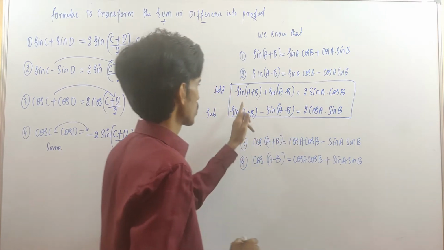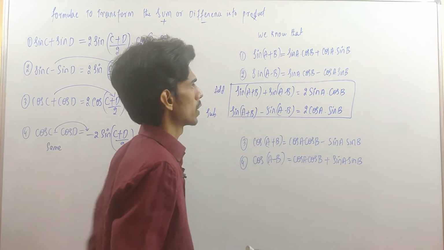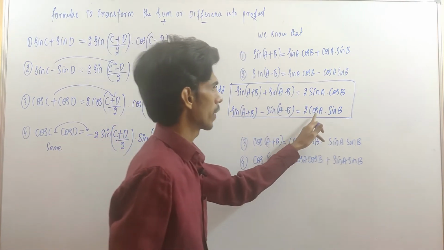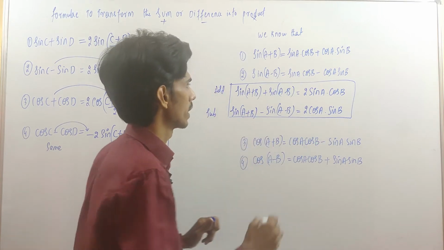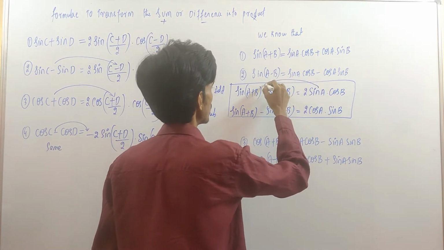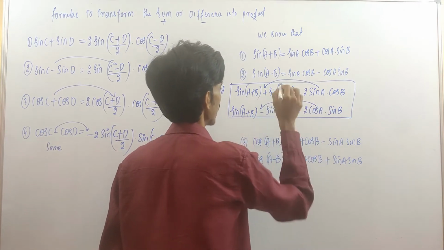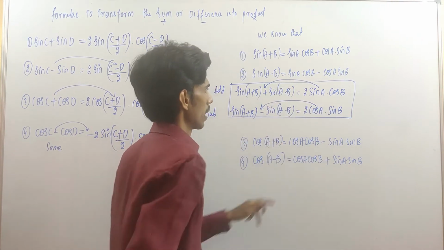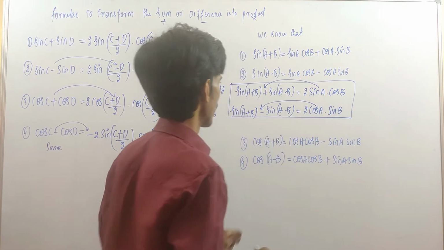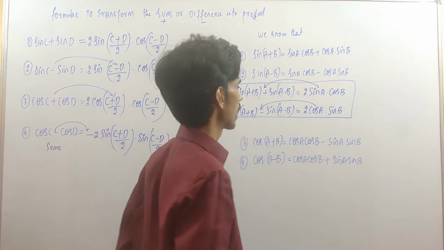Sin and cos is there, so sin A plus B plus sin A minus B will be there. When cos comes first, we have minus sign here. If you see sin, then plus sign is there. If cos is there, then it will be minus sign. And A, B will be there. First A will be there, next B will come.